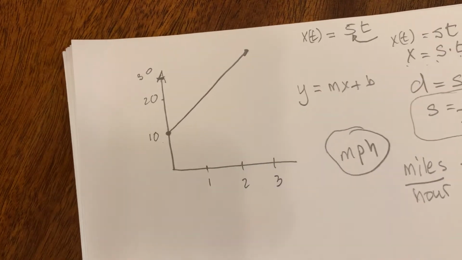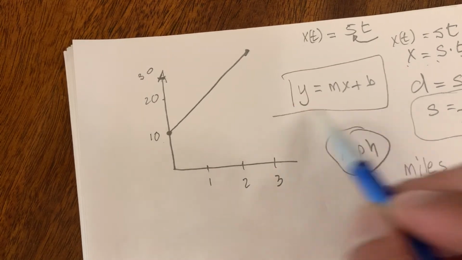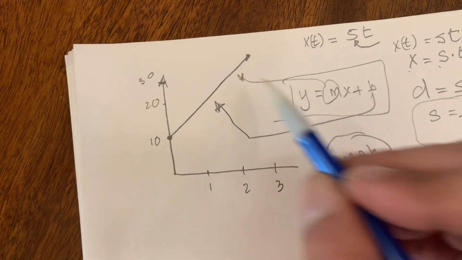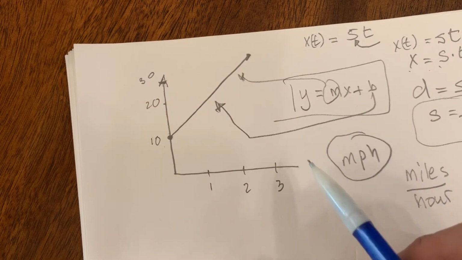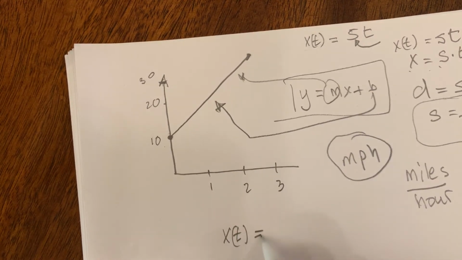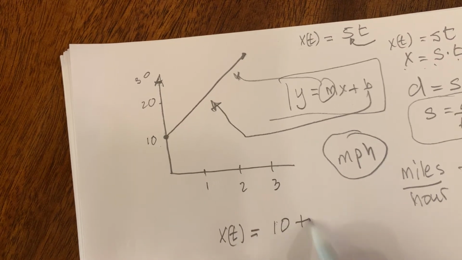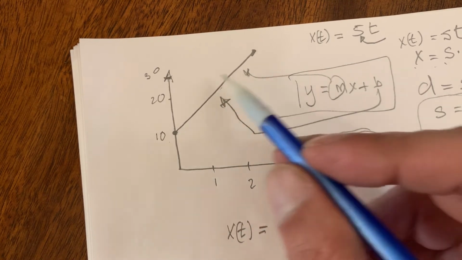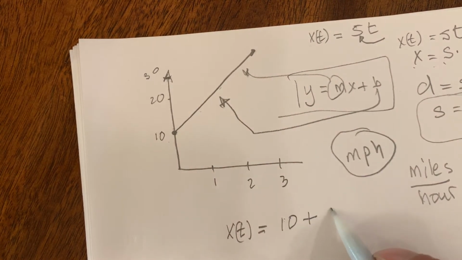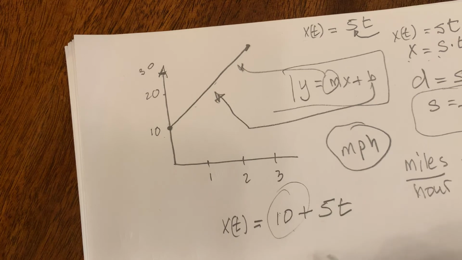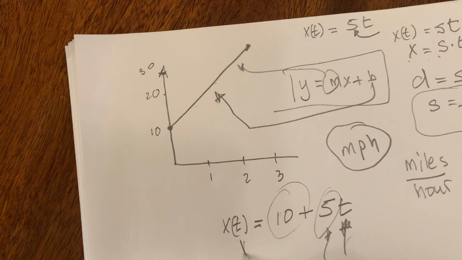So you look at something like this, and you could see that this right here would be your y-intercept, and this right here is your slope, which is your speed. And so really, you could write your equation as x of t is equal to 10 plus, assuming it's about the same speed, 5t. So you remember, there's your y-intercept, there's your slope, and there's your independent variable, and there's your dependent variable.